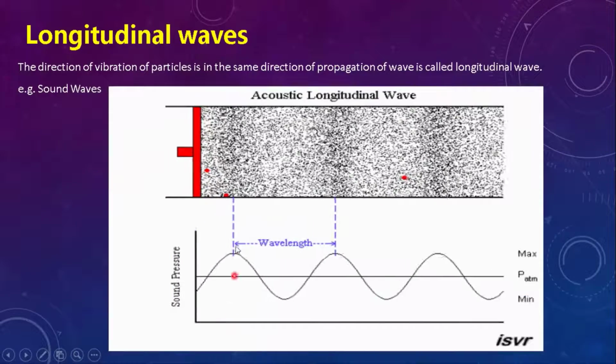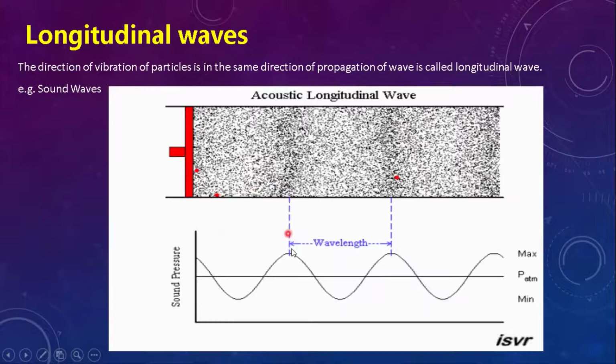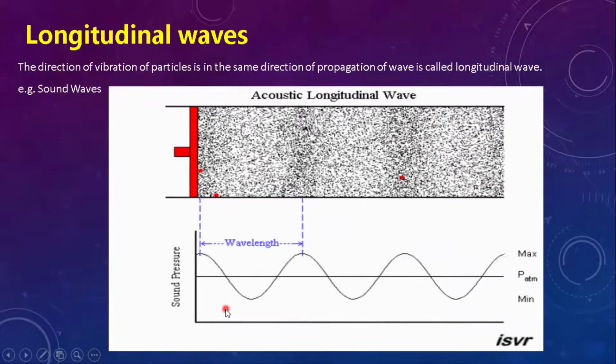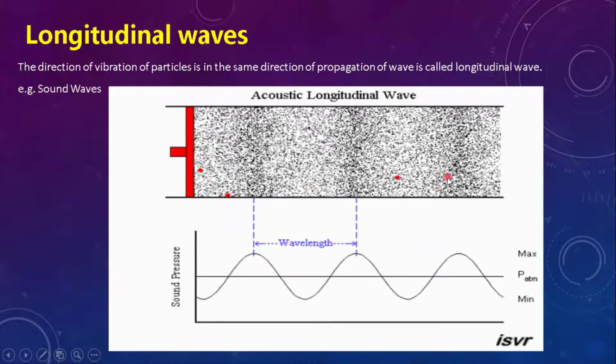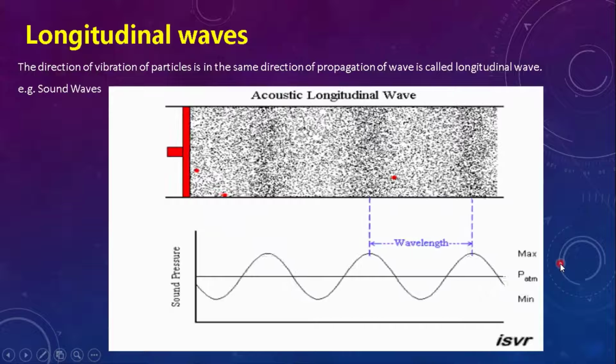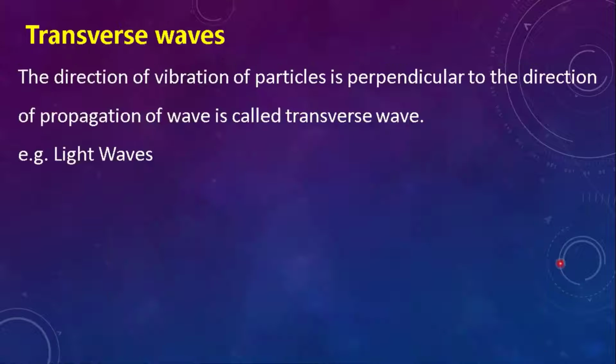Similarly, we can say compression is the maximum amplitude, the positive amplitude. Rarefaction we take as this one. The distance between two rarefactions or two compressions is the wavelength, lambda. So this is what we can demonstrate by using this.